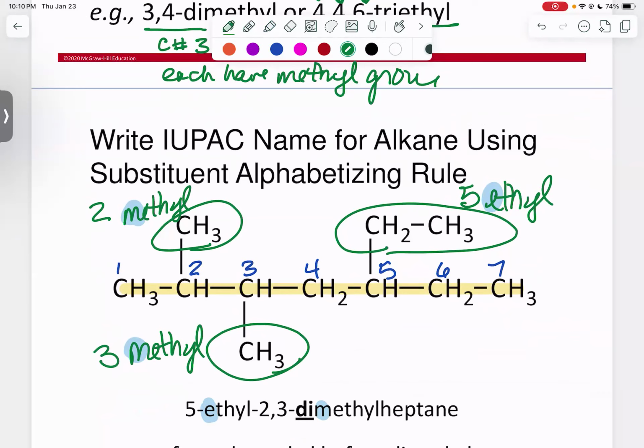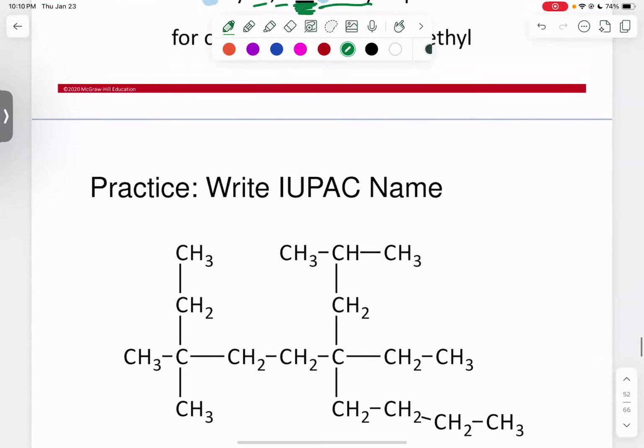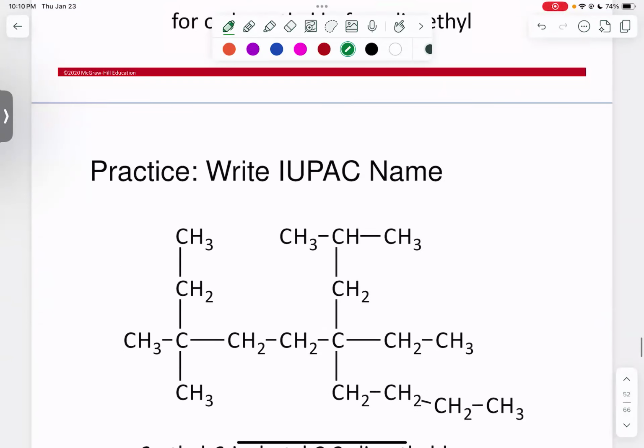We have 2 methyl groups. So we're going to say on carbon number 2 and carbon number 3, there are methyl groups. And so that's why we have to put that di in. And then it's heptane for 7, right? So just remember you're alphabetizing based on the name of the methyl group, not how many there are. So go ahead, try another one. This is all about practice. Practice, practice, practice. Okay, pause it and try.